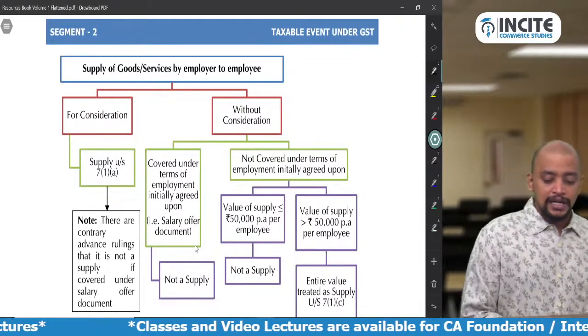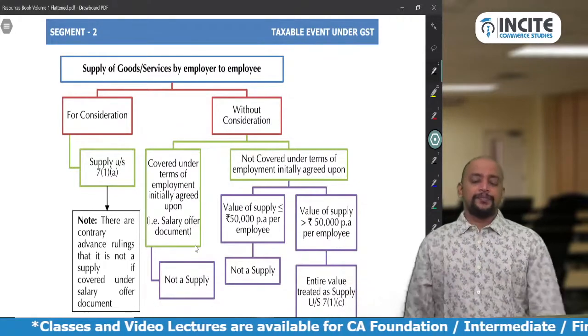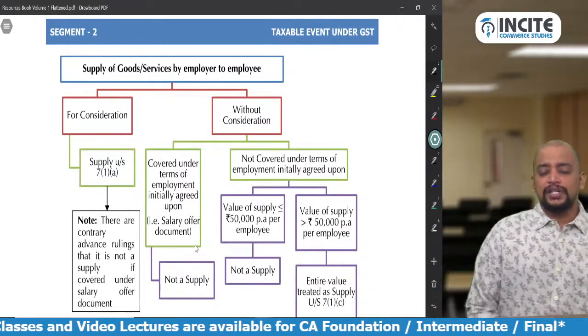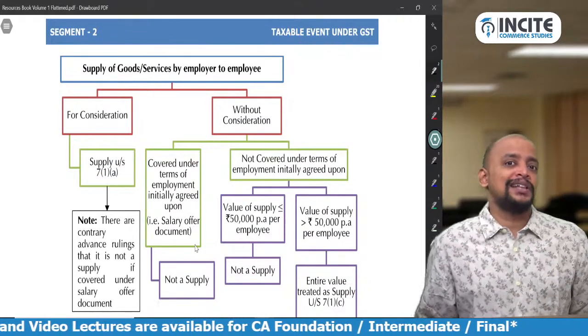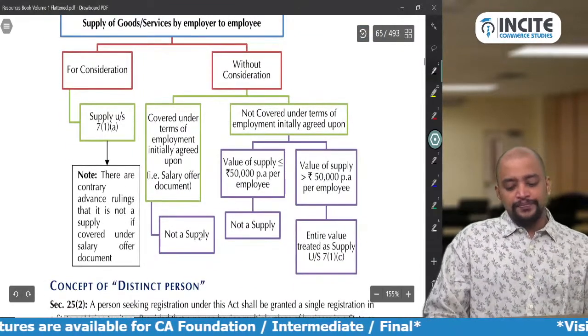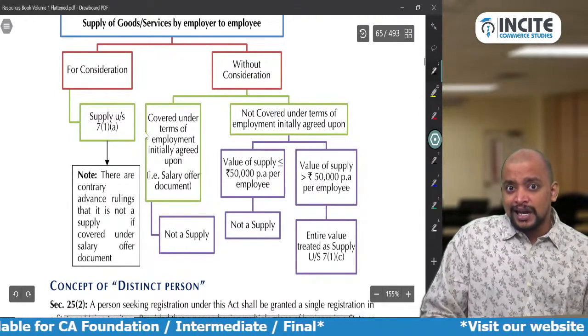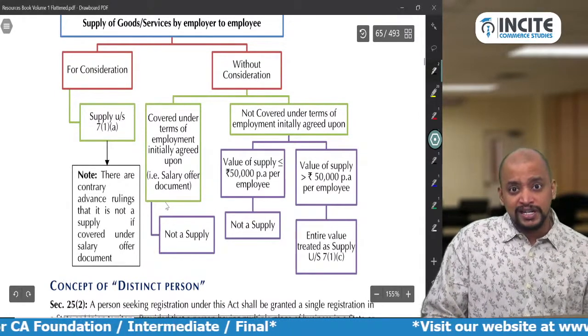Got it? Then next. Suppose it is without consideration. Without consideration, not even 1 rupee is taken by the employer. Is it perquisite or gift? You check. If it is covered under the salary of a document, then it is a perquisite, not a supply.